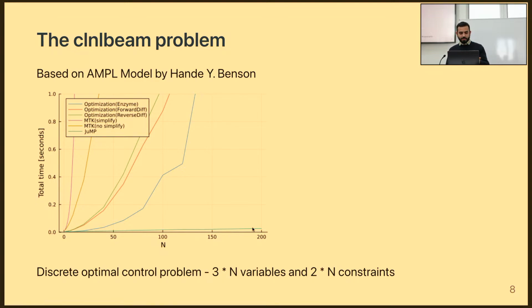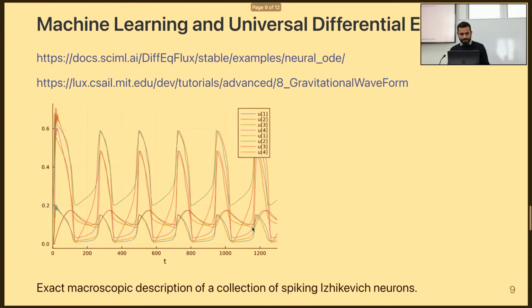Just to get an idea of what the problem is, it's scaling. On the x-axis you have the n's, which is how the problem is scaling, right? It's scaling with 3n variables and 2n constraints. So it's a very useful problem for benchmarking.